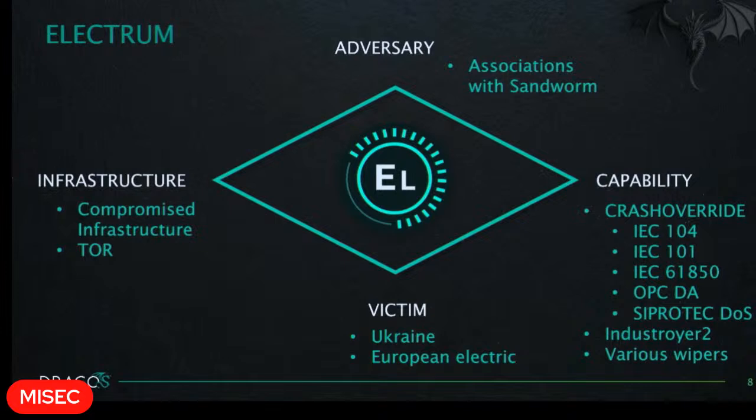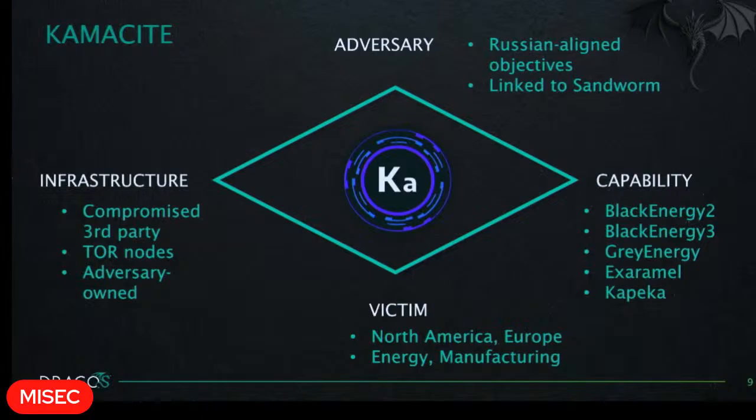Their capability, though, this is going to look like a word salad. Crash Override is what we named the piece of malware that has several different capabilities in it. IEC 104, that's a protocol used heavily in Europe in the electric industry. There's also IEC 101, IEC 61850, OPC DA, and they also have a SIPROTEC denial of service. SIPROTEC is a controller, and they have a denial of service capability in this malware that they can use. They're also known for Industroyer2, and they've got several wipers, which I'm not going to spend too much time on, but it may be interesting.